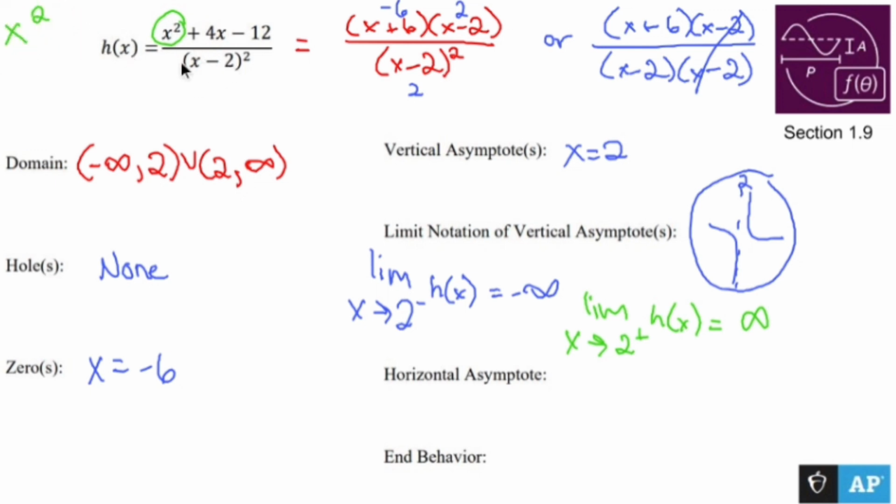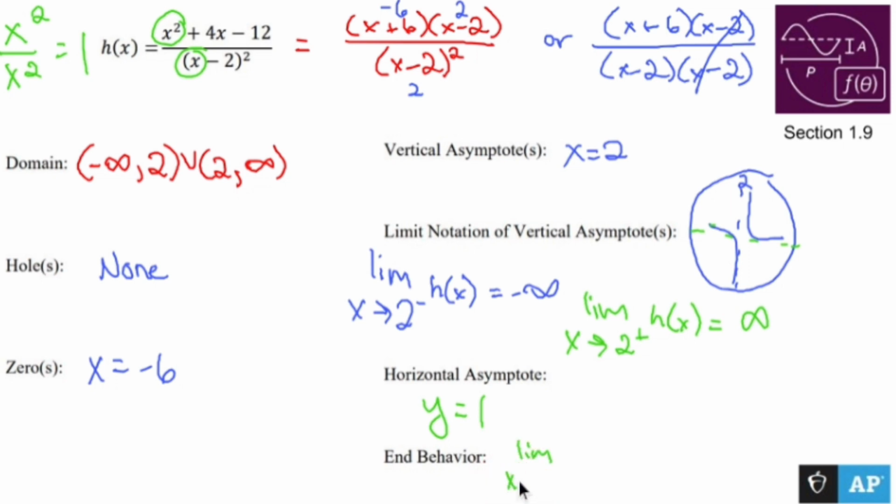The leading term in the denominator isn't as obvious, but it's an easy fix. If I were to do x times x, or x times x, or x times x, I also get x squared. x squared over x squared simplifies out to regular 1. So my horizontal asymptote flattens out at 1, which is going to be the equation y equals 1. Which means my end behavior, as I move to the left, is going to flatten out at 1, and as I move to the right is also going to flatten out at 1.